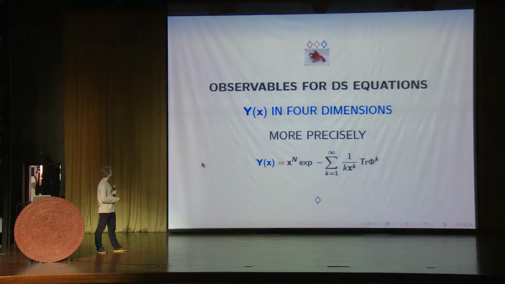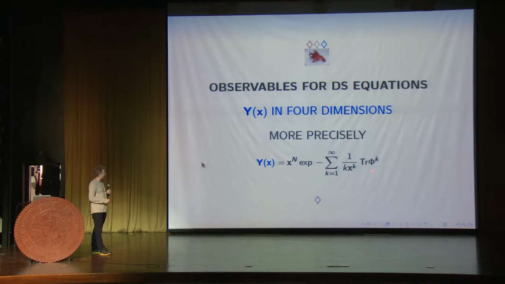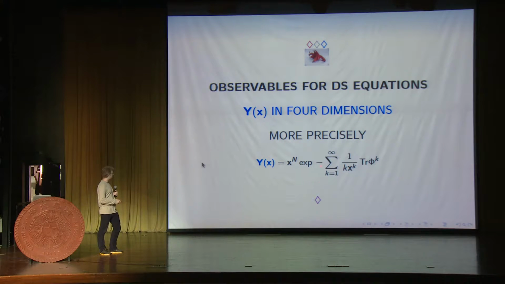More precisely, you define this observable as an exponential of the generating function of all single trace operators. And if phi were a finite-dimensional N by N matrix, then the products of these traces would obey certain identities which would guarantee that this exponential of this infinite sum will actually be a polynomial.